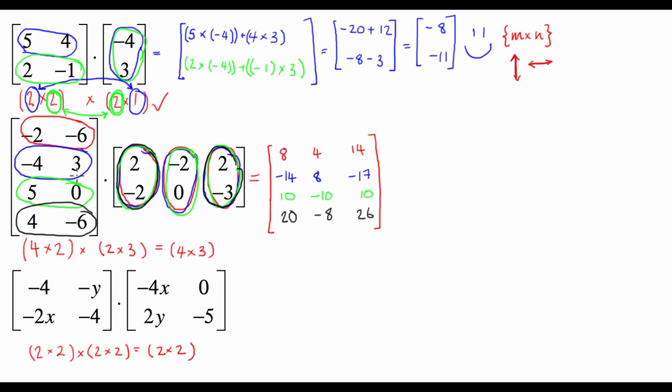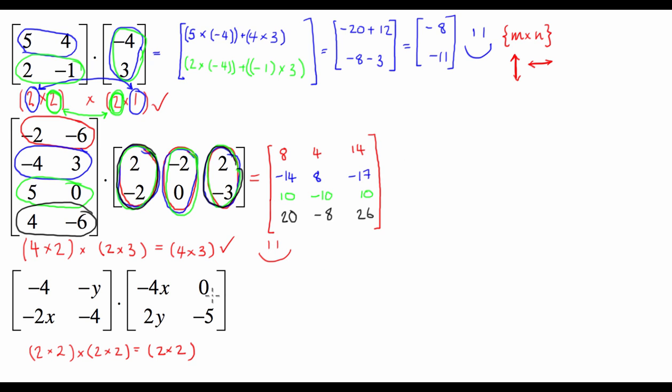So the reason I use different colours here is so you can see where each of these numbers came from. So we have the 2 and the negative 6. When we multiply it by each of the 3 columns, we get 8, 4, and 14. Negative 4 and 3. When we multiply it by the 3 columns, we get negative 14, 8, and 17. And we can check our dimensionality. The dimensionality of this is going to be 4 by 3, which is what we expected using our dimensionality check at the start, and so we're happy with that one as well.